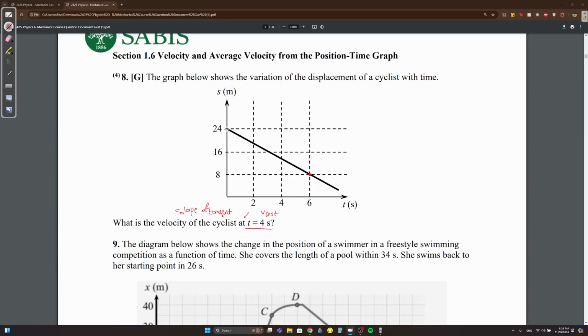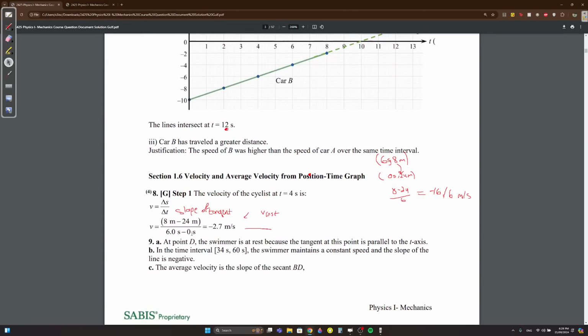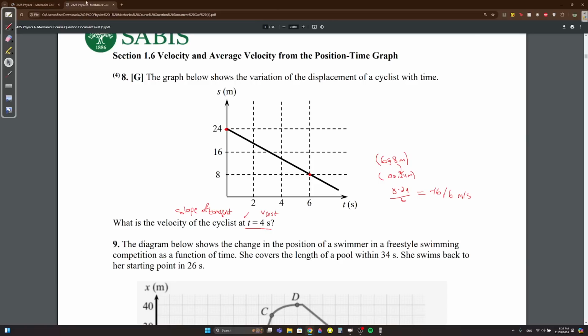We can take these 2 points: 6 seconds, 8 meters, and 0 seconds, 24 meters. Final minus initial: 8 minus 24 over 6, which is minus 18 over 6, 16 over 6, sorry. Minus 16 over 6 meters per second. However much that is, should be minus 2 point something. Is it minus 2.7? Divide by 2 up and down, you get minus 8 over 3. That's 2.67, so 2.7.